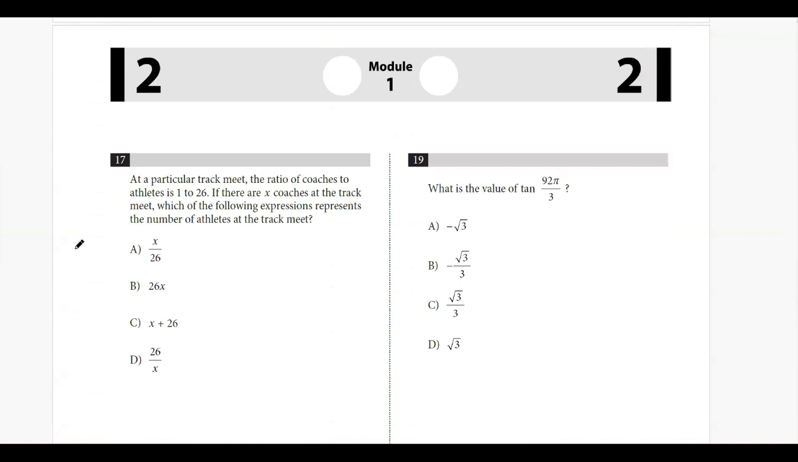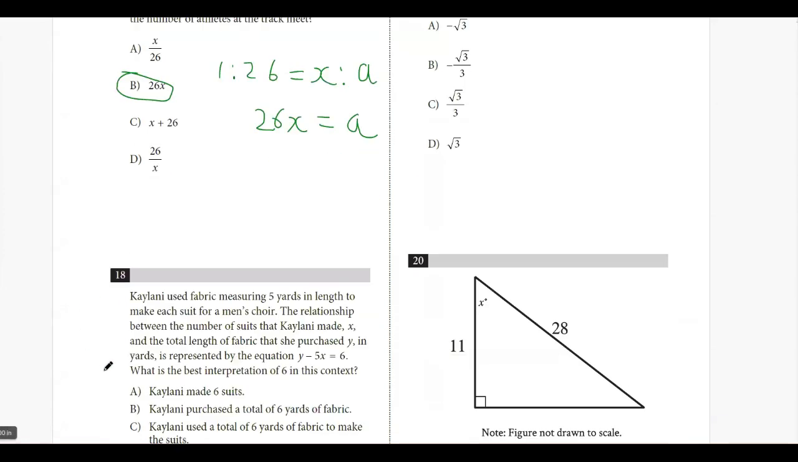At a particular track meet, the ratio of coaches to athletes is 1 to 26. If there are x coaches at the track meet, which of the following expressions represents the number of athletes at the track meet? So this is a ratio problem, 1 to 26. This is equal to x to A, with A as the number of athletes. So 26x is equal to A. So B is correct.